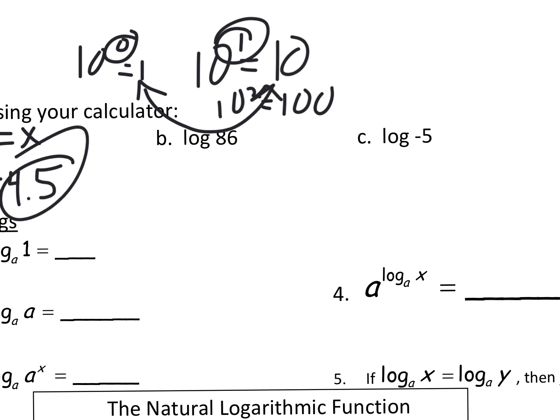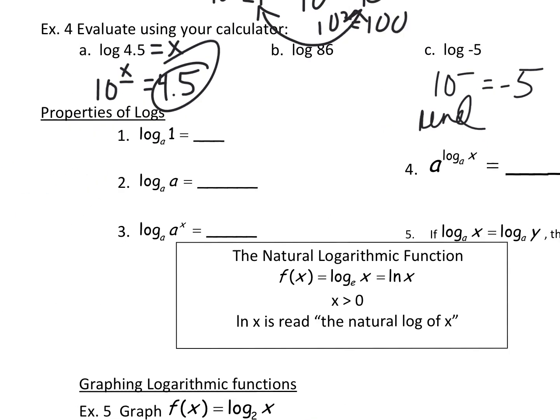But yeah, it's going to be somewhere in like the 1.8, 1.9 region. Log of -5, an interesting case. 10 to what exponent gives us -5? Well, that's not possible. You can't take a positive real number to some exponent and get a negative, so that's undefined.